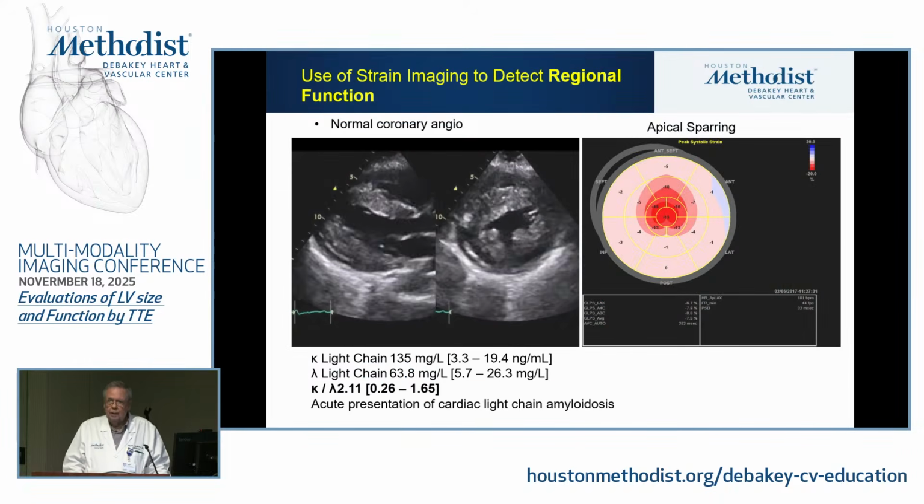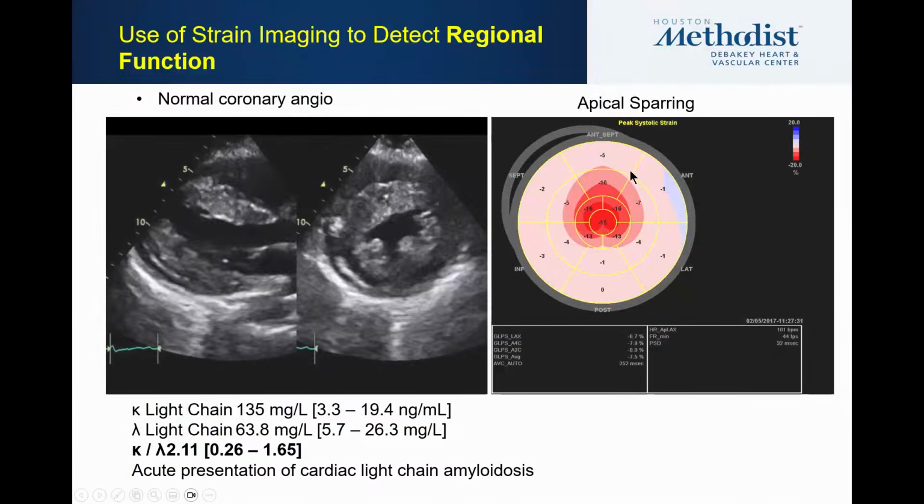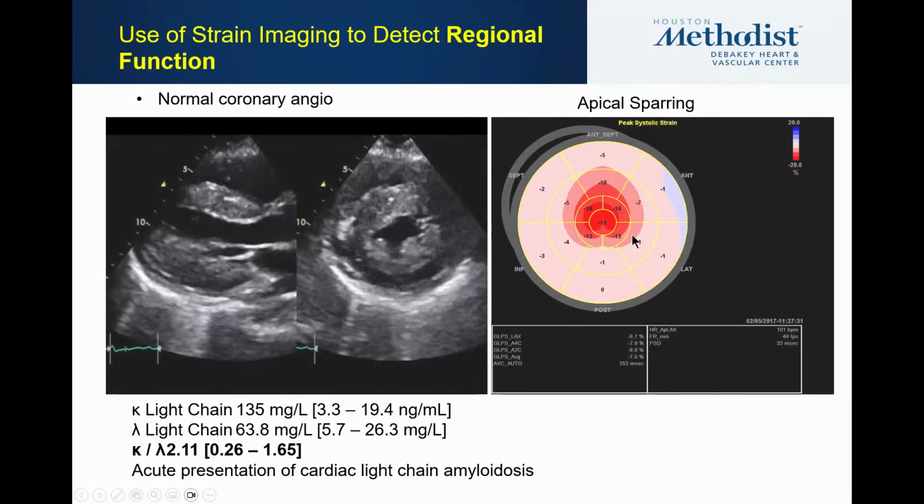We all know the story with amyloid. It's not pathognomonic, but it certainly points to the possibility of amyloid, where the apical segments contract and shorten better, and therefore you have this apical sparing bullseye.